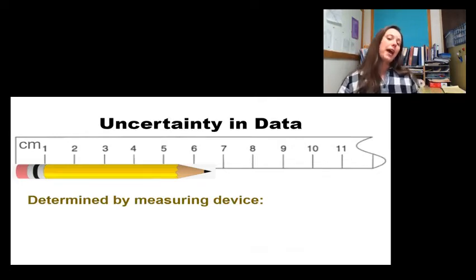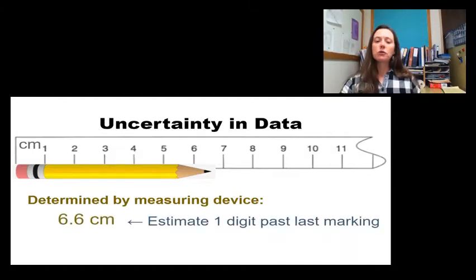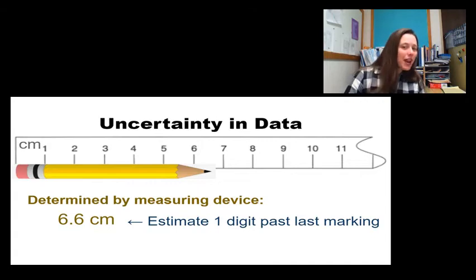The uncertainty that we have in that data and what we write down for a measurement is partly determined by the measuring device. So this ruler is marked at every centimeter. So we know for sure that this is between 6 centimeters and 7 centimeters. The digit beyond that, the one in the tenths place, is an estimate. So we're guessing that looks like a little bit more than a half, so maybe 6.6, maybe 6.7. We're guesstimating that tenths place digit, which means we are estimating one digit past the last marking on the ruler.